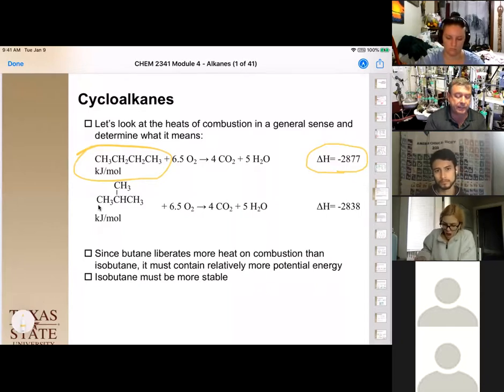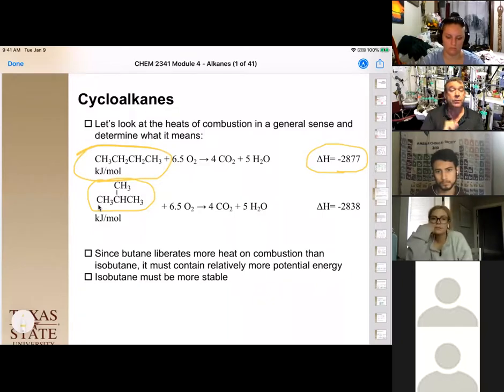So that's how much heat is released in that system. Now, if we take an isomer of this, which is this, all we do is move a methyl group over to the number 2, and so we have this isobutane right here, we actually get less energy out. Less heat is generated from the system.